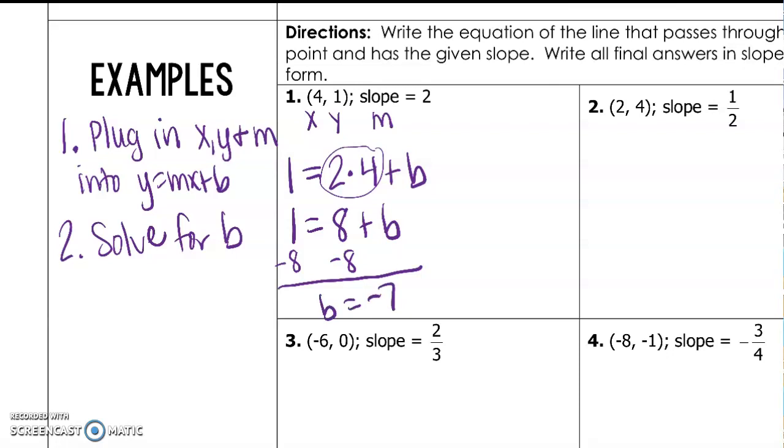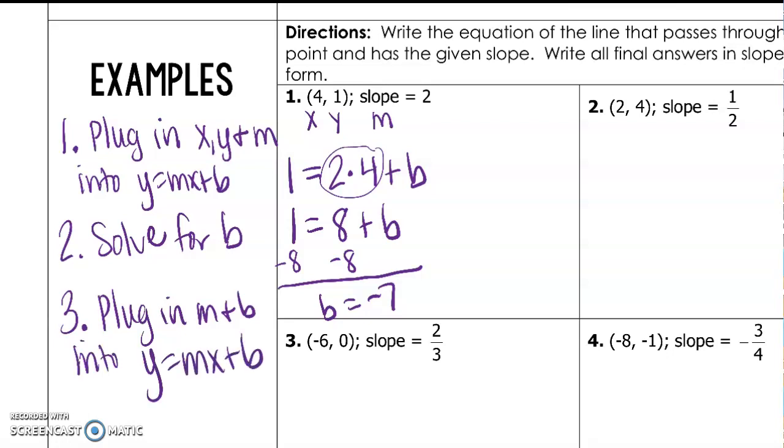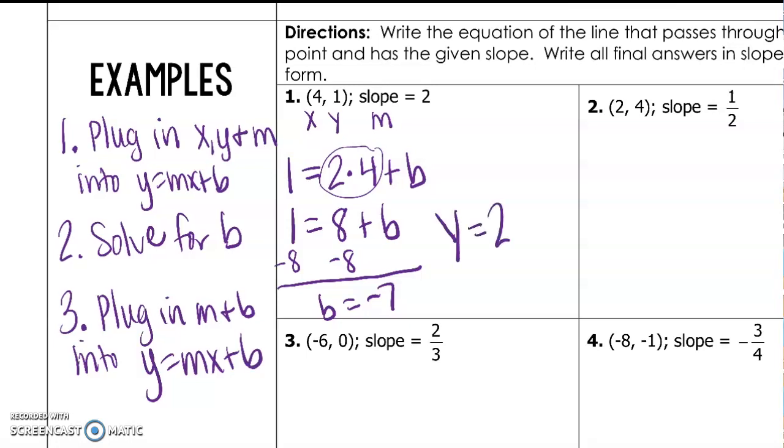Now usually we're done once we solve an equation, but our final answer needs to be an equation of a line. So you're going to plug in m and b this time into y equals mx plus b. You do not fill in the y and the x. So your final answer for number 1 would say y equals 2x minus 7. Our job is always to find the y-intercept first, the b, and then we can write our equation because we will have the slope and then the y-intercept.